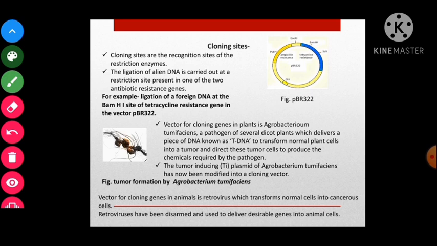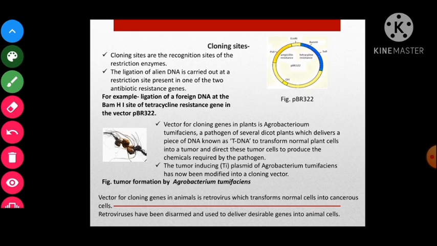Similarly, retrovirus, adenovirus, and papillomavirus are also now used as cloning vectors in animals because of their ability to transform normal cell into cancerous cell. Right? So these are some of the vectors.